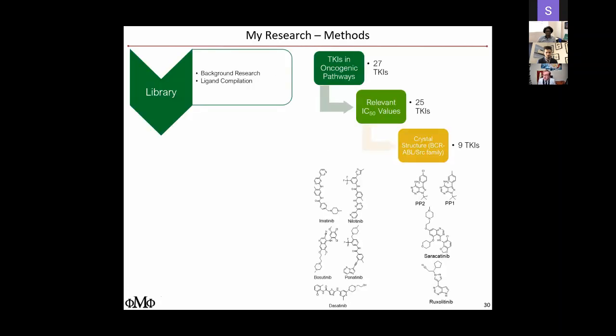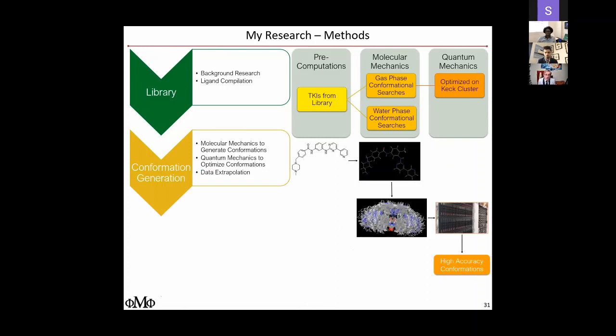So first, basically what you've seen up until this point is my background research and ligand compilation. I started with a bunch of tyrosine kinase inhibitors and oncogenic pathways. I found relevant IC50 values to make sure that they've been tested in solution in a biological system. And then for the ones that I found reasonable crystal structures, I took those and I really ran with those throughout the whole project. And so to talk a little bit about how I did conformation generation, because I was interested in the different flexibilities of these conformations, I took those tyrosine kinase inhibitors from my library. I did gas phase and water phase conformational searches, and I optimized those gas phases with quantum mechanics on the cluster to get really high accuracy conformations.